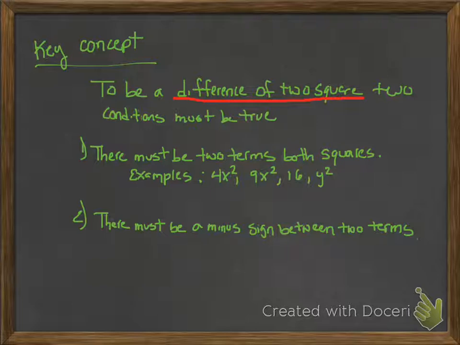So to be a difference of two squares, two conditions must be true. So first we must look at these two conditions. The first condition must be two terms. There must be two terms, both squares. So examples of two terms are 4x squared, 9x squared, 16y squared. Notice 4x squared, that's 2x, and I can square that. This one would be (3x) squared. This would just be a 4 squared y squared.